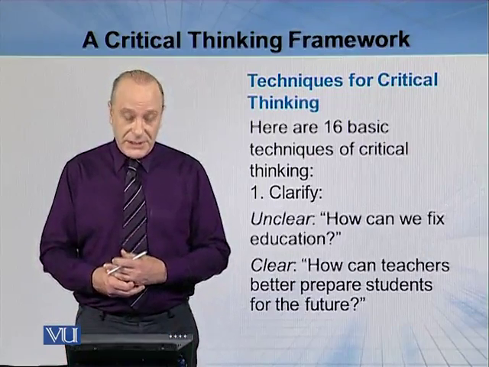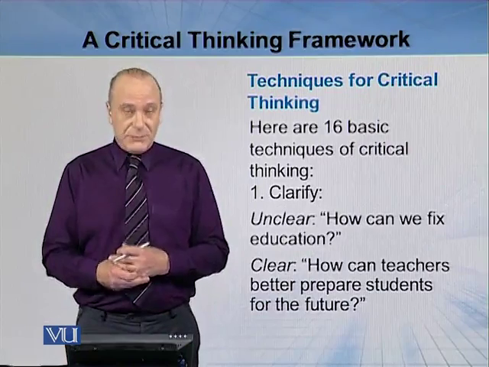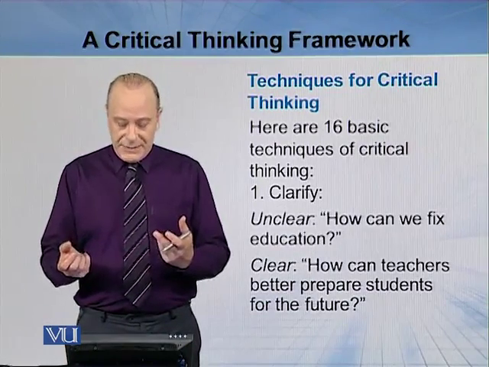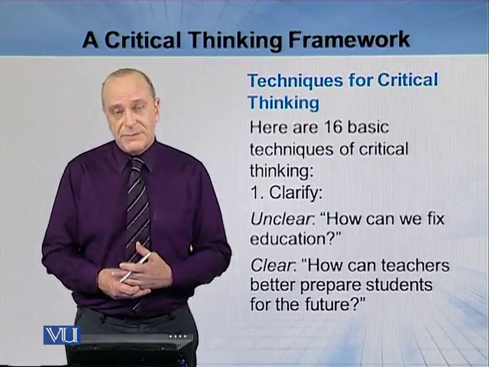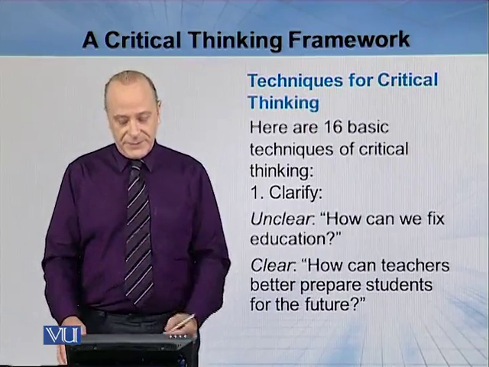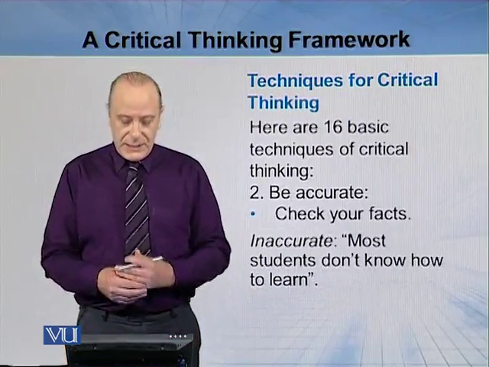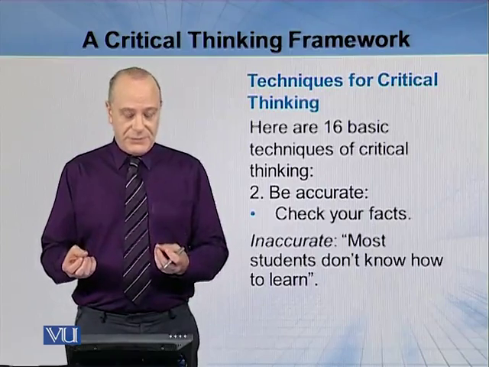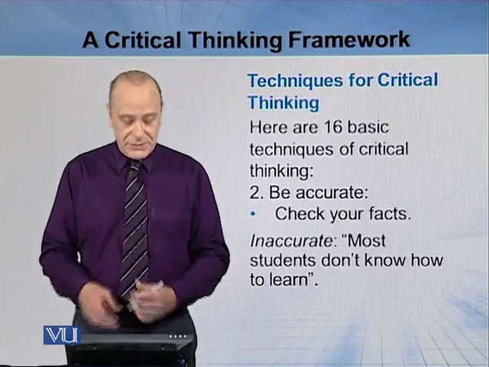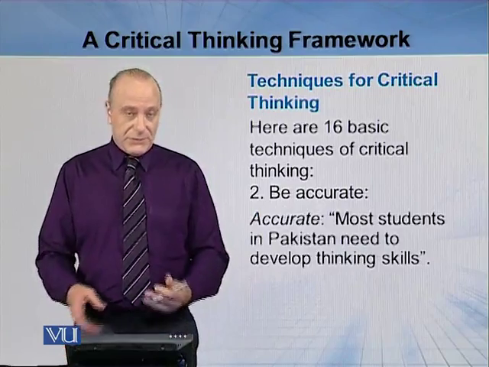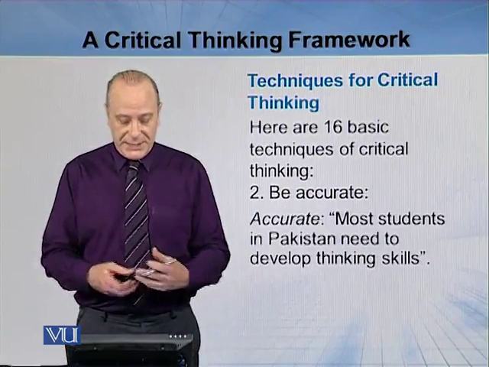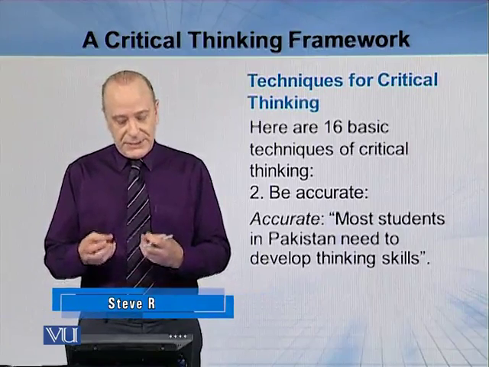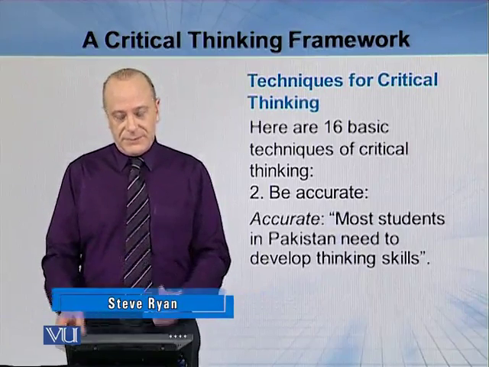For example, an unclear clarification would be, how can we fix education? Very broad. More clarity would be, how can teachers better prepare students for the future? Much more clear and precise. It's important for the critical thinker to be accurate. For example, an inaccurate statement, most students don't know how to learn, whereas an accurate statement would be, most students in Pakistan need to develop thinking skills. Much more clarity, much more accuracy about the statement.